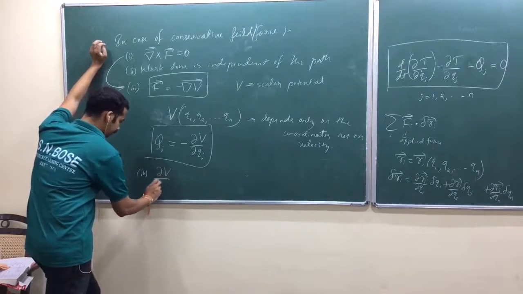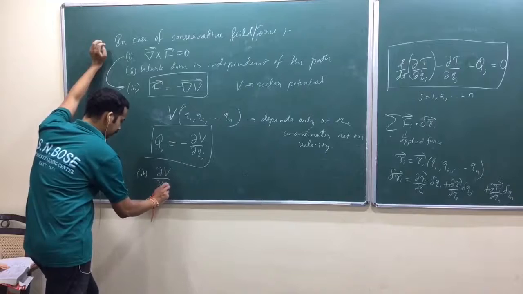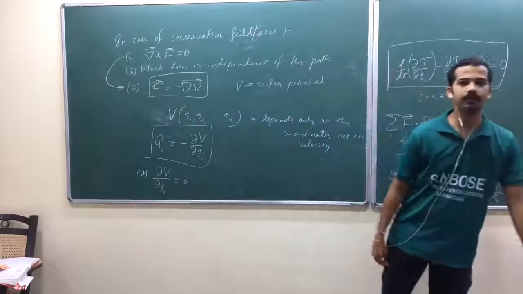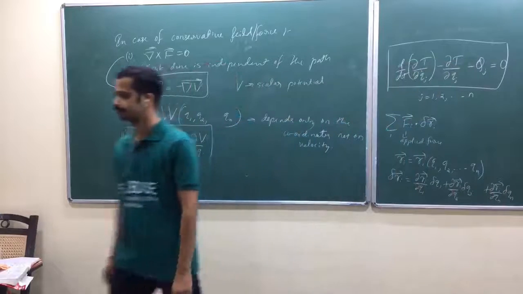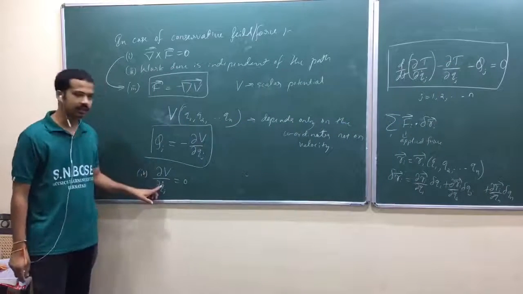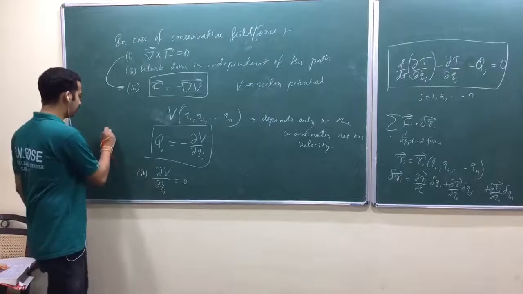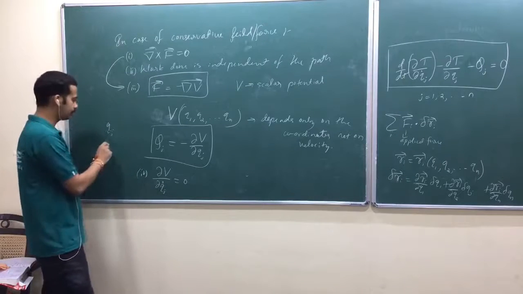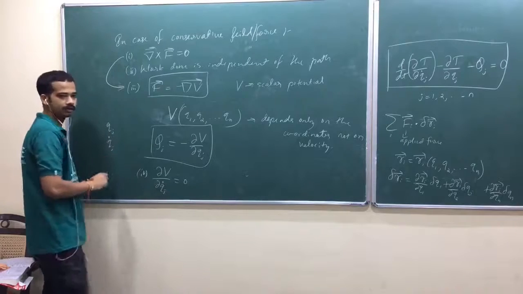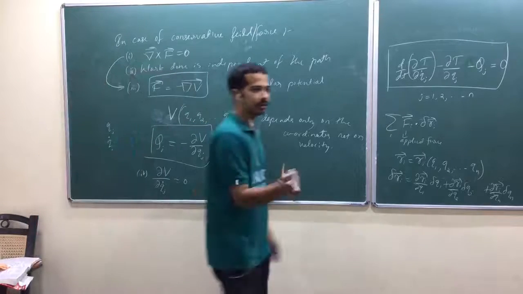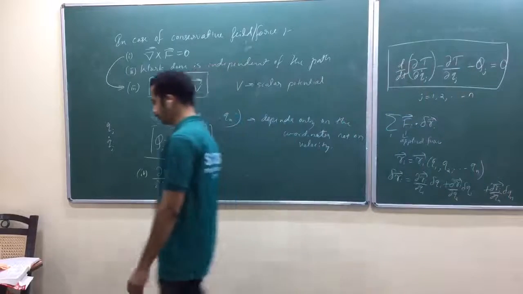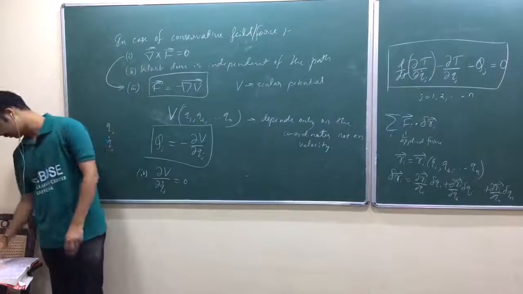Dou V by dou Qj dot, that's equal to 0. That means V is independent of velocity. We call this one generalized velocity, okay? Qj dot, we call that one because since Qj is called generalized coordinate, Qj dot is called generalized velocity. That's not actual velocity actually, that is related to actual velocity in some other format. You can just see that again part.